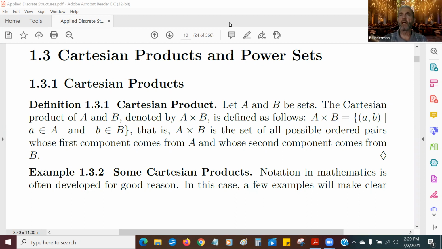We are doing section 1.3 today. Two topics: Cartesian products, that's the first topic, and power sets, that's the second topic.